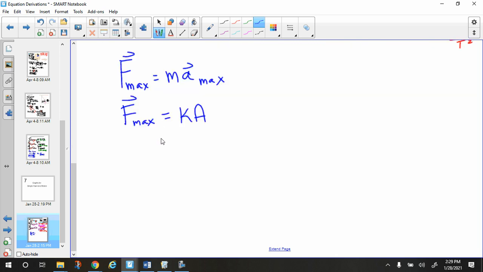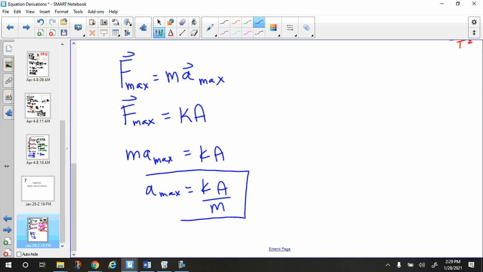So now I can set these two equal to each other. So I get mass times A max is equal to K times A. And then I can solve for A max, and I get A max is equal to K times the amplitude over the M. And this will give me the magnitude of the maximum acceleration. It's just a nice equation for solving for maximum acceleration, and you need to know how to get that from these two equations.